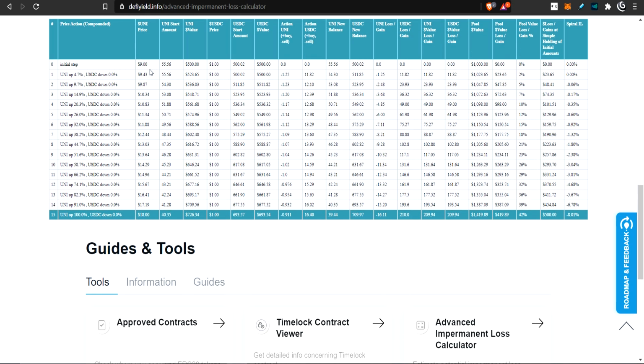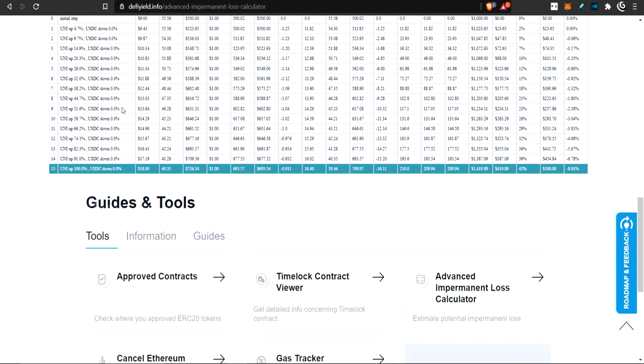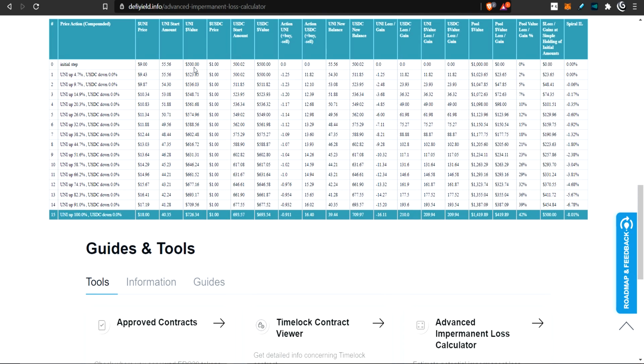So now as the price of UNI goes up to $18, like I said, 100% up, you can see that the values are changing. So let's take a look. The amount of UNI in the pool is slowly going down. Now you have to keep in mind that this does not take into account any trading fees that are added into it. But you can see that, as the price goes up, the actual amount of UNI goes down, which is not good, right? And the amount of UNI value is going up because it's worth more, right?